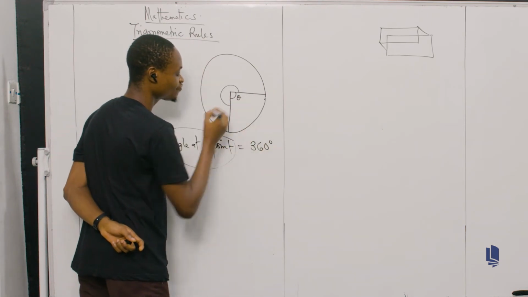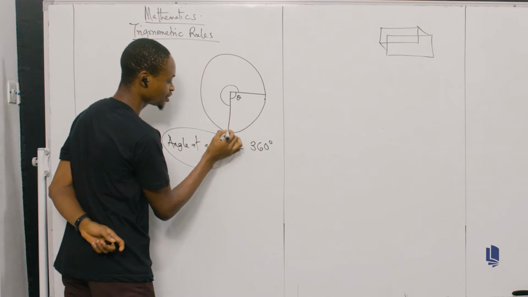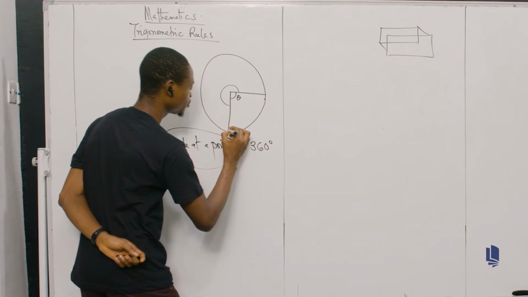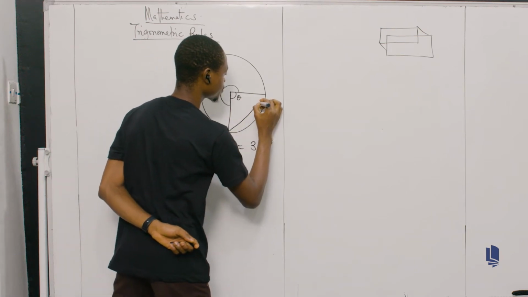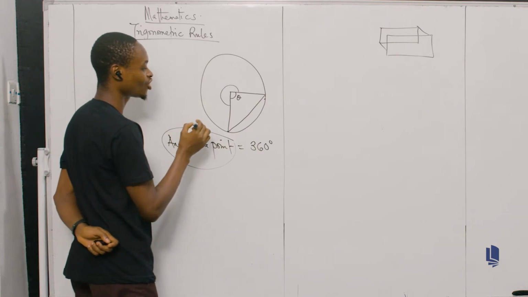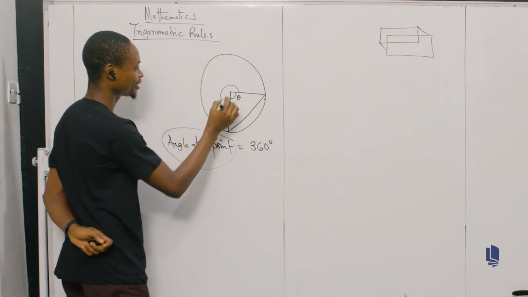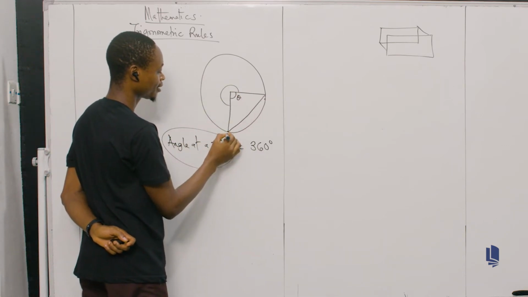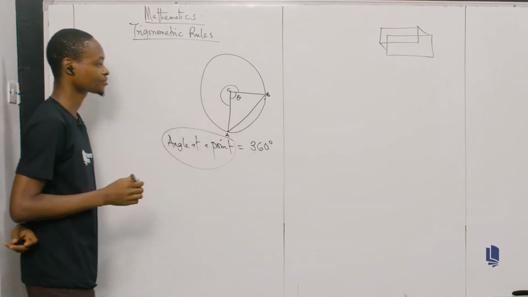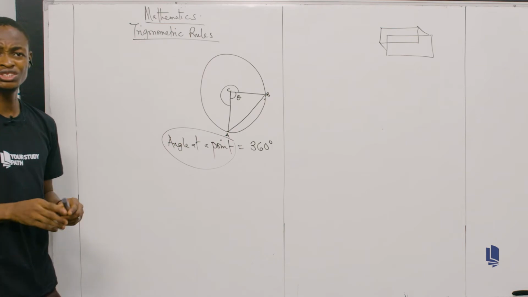tip of the first radius to the tip of the second radius, if I extend a straight line from tip to tip, what do you notice? Now I have myself a triangle. Let's name this A, B, and C for center. Right? What do you notice?